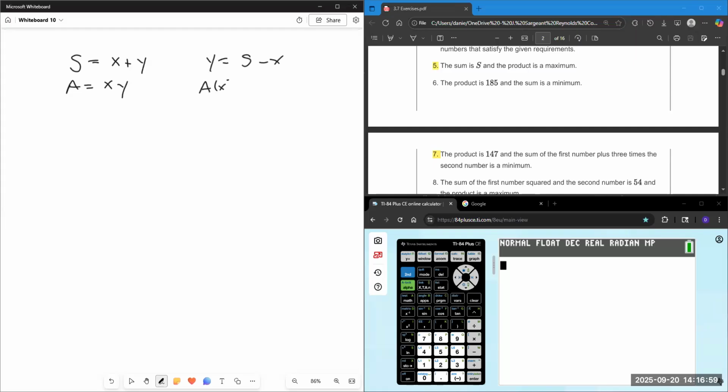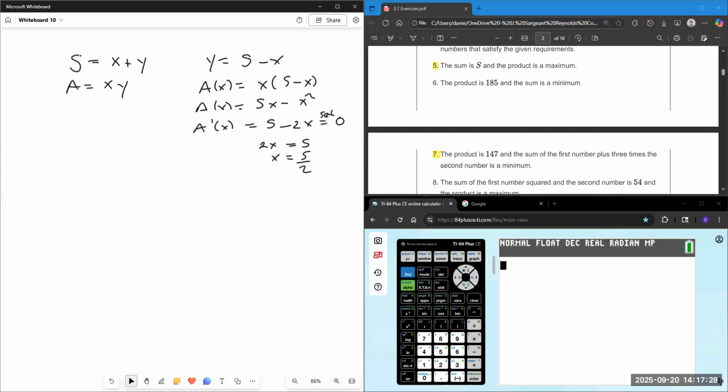So A of x will turn into x times (S minus x), or A of x will be Sx minus x squared. So I want to differentiate A now, which is my objective function: S minus 2x, and I want to set that equal to 0. That gives me 2x is equal to S, and x is equal to S over 2.